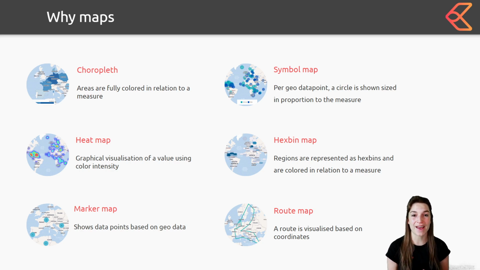Now we also have a marker map if you, for example, want to show where your locations are for your different stores, so that you have just different points on your map. And next to that, we also have a route map, which is very handy when you are in logistics. You can use that to visualize a route for your different vehicles. So that's also very nice.